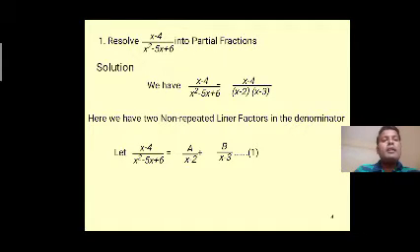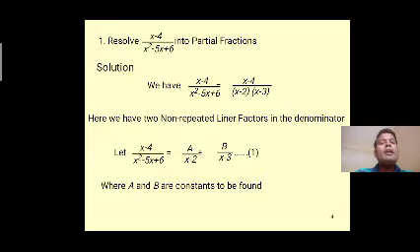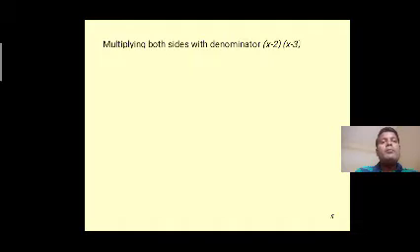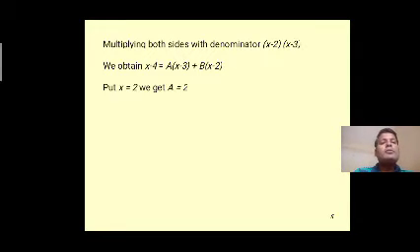Let x minus 4 divided by x square minus 5x plus 6 be equal to, how to write here? Here two factors are there, so we have to find two constants, those are a and b. Then we write a by x minus 2 plus b by x minus 3, where a and b are constants to be found. Multiply both sides with the denominator x minus 2 into x minus 3. We obtain x minus 4 is equal to a into x minus 3 plus b into x minus 2.